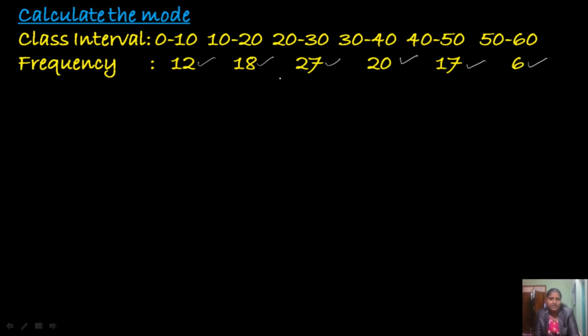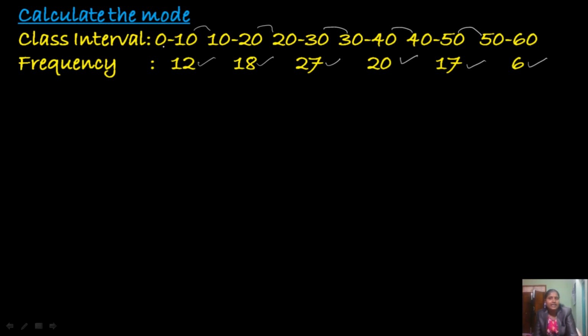Let's first check whether the class intervals are in ascending order, continuous, and the size or width of the class intervals are equal. Here, the class intervals are continuous, that is, there is no gap between one class interval and another. They are also in ascending order, because 0 to 10, 10 to 20 is an increasing order.